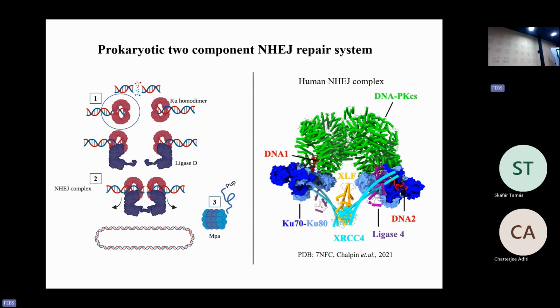If you look at the human NHEJ complex, it's complicated, with many proteins creating this synaptic complex. But in bacteria, it only has these two components. And we ask the question, what brings the ends together? Ligase D cannot do it, because Ku is the first protein that comes and binds to the DNA, and it should form the synapse. That was our initial hypothesis.